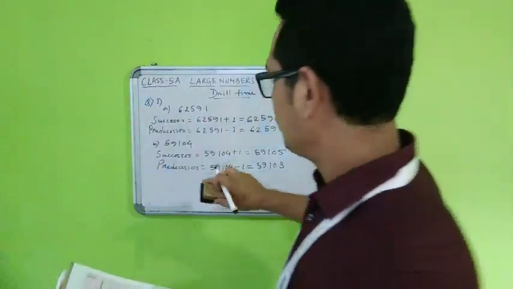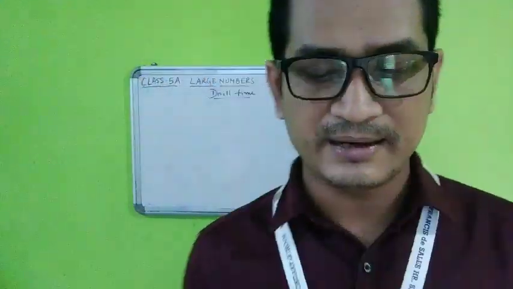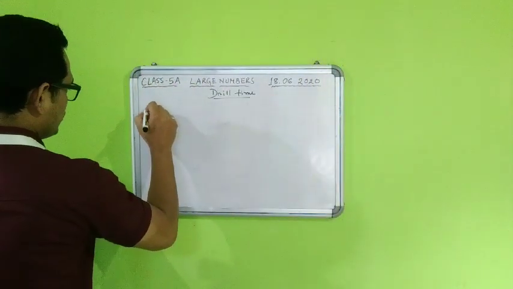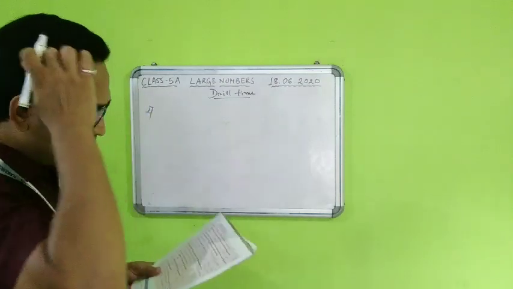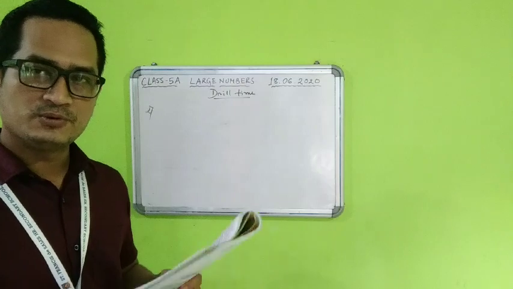Now question number 2 says: separate the periods with commas and write the number names of the following in Indian and international systems of numeration. Now we need to write the number names in the Indian system and also in the international system, both. But we have to put the periods, that means commas, also. I already told you that without putting the commas, it will be very difficult for you to write them down. So the first work we have to do is to put the commas.